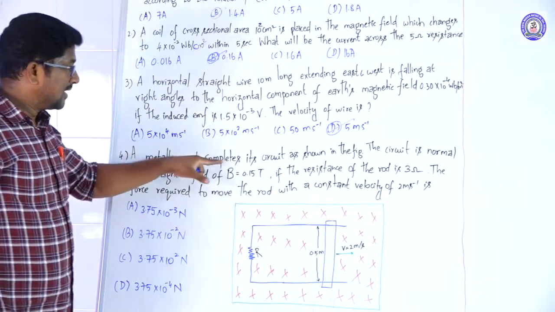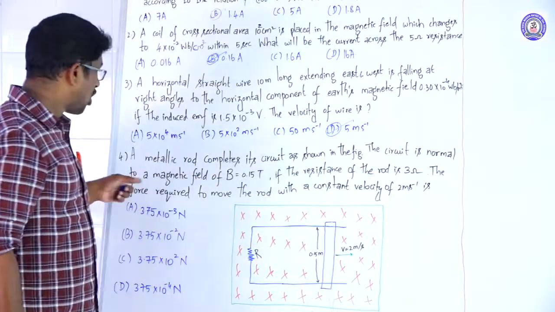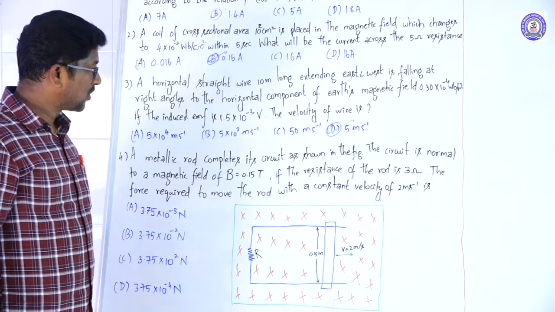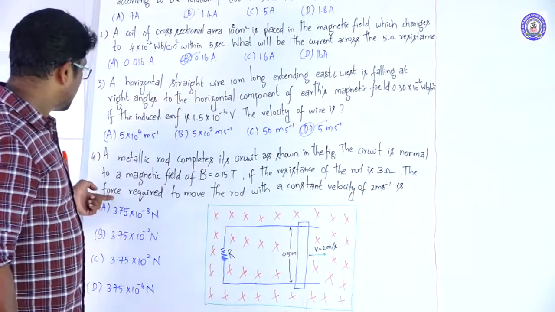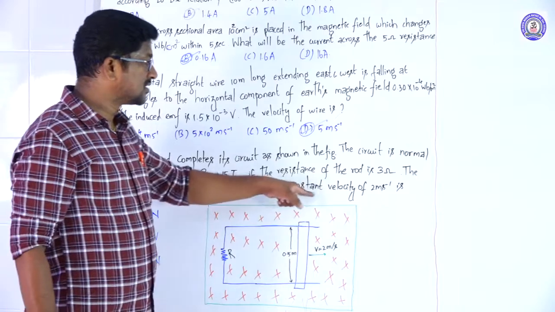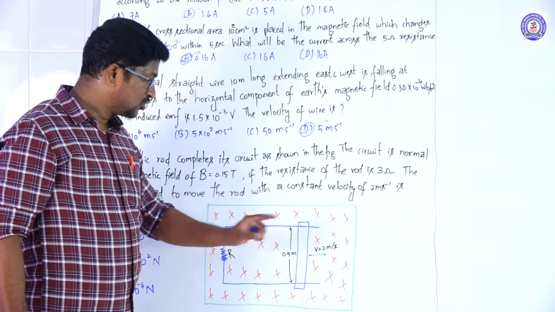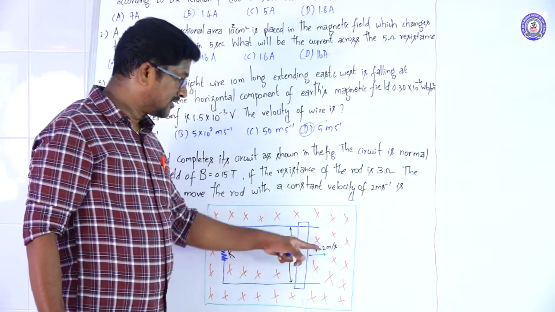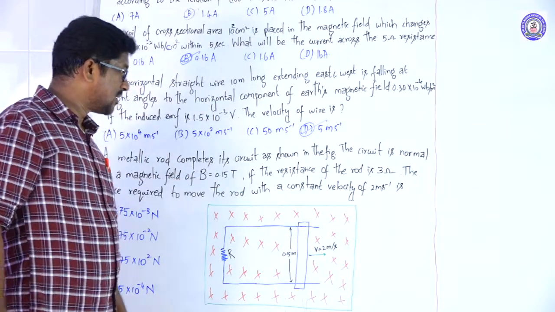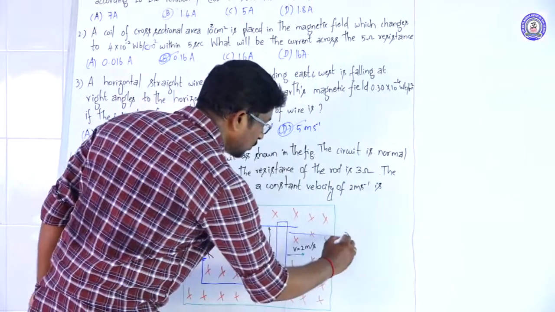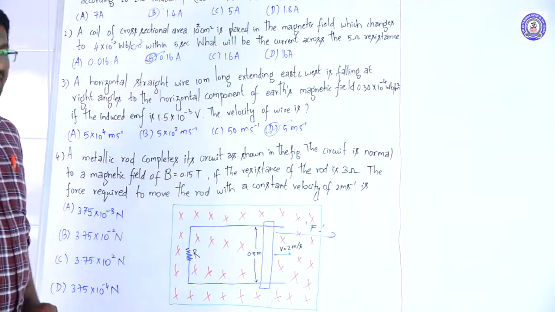A metallic rod completes its circuit as shown in the figure. The circuit is normal to a magnetic field of B equal to 0.15 Tesla. If the resistance of the rod is 3 ohm, the force required to move the rod with a constant velocity of 2 meter second power minus 1 is. Right, in the given diagram, the length of the rod is 0.5 meter, the velocity of the rod is 2 meter per second, and the magnetic field in which the rod moves is 0.15 Tesla. We need to calculate the force needed to move the rod outward from the magnetic field.